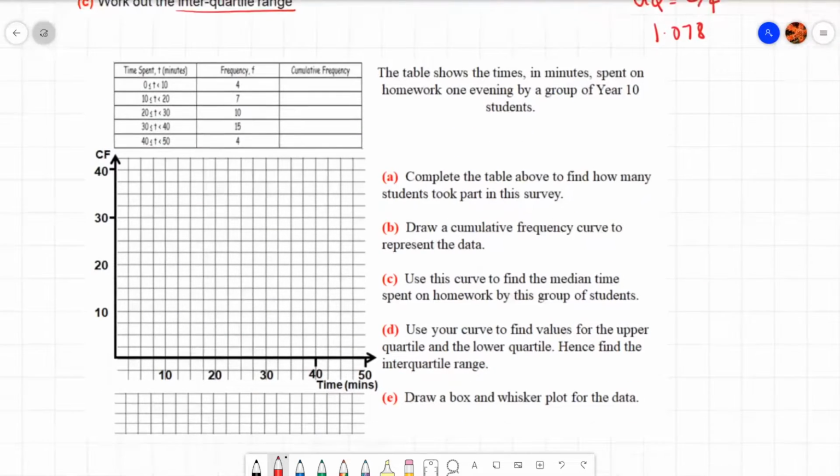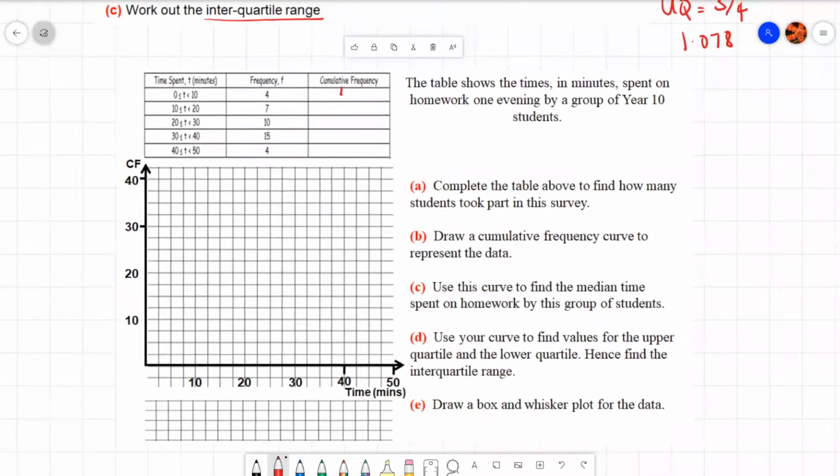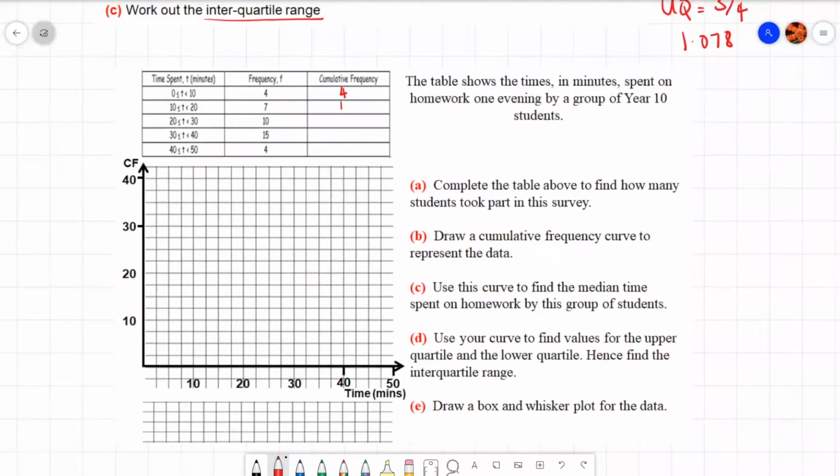Okay, so this one says the table shows the times in minutes spent on homework one evening by a group of year 10 students. So let's fill in the cumulative frequency for now. We've got 4 to start off with. Another 7 makes it 11, another 10, 21, another 15, 36, another 4, 40. Let's plot our cumulative frequency.